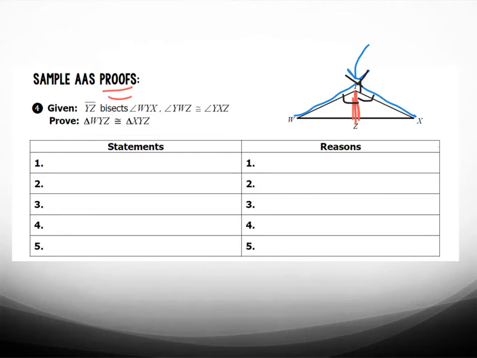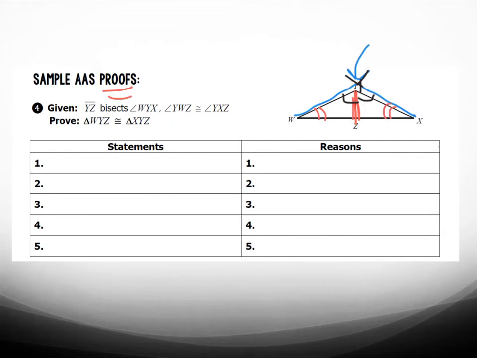There we go. It's also giving us another piece of information: YWZ, this angle over here in the corner, is congruent to YXZ. Start at Y, go to X, go to Z, so we're concentrating on X. And so those two are congruent.